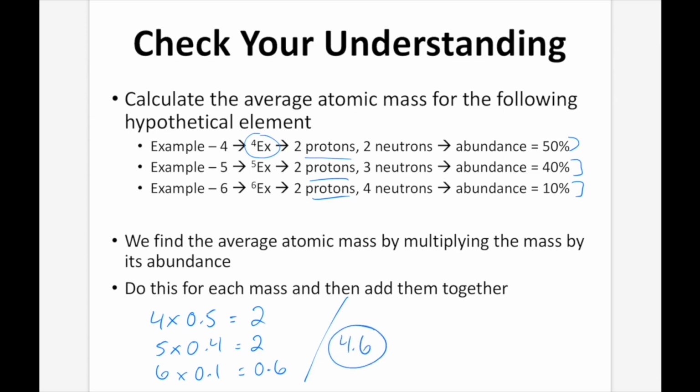Now we said it would be close to 4 because the most abundant is 4. However, there is still a pretty good percentage that's at a mass of 6. Therefore, that's going to bring it closer to that 6, but not as close as it is to the 4 because the 4 is the most abundant.